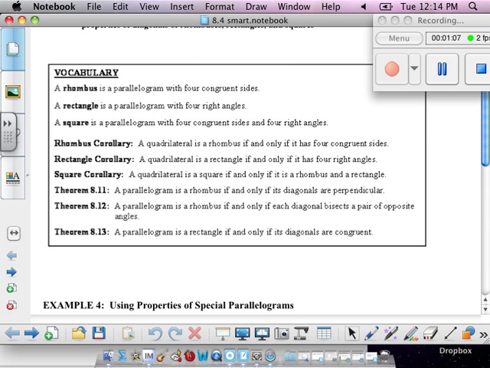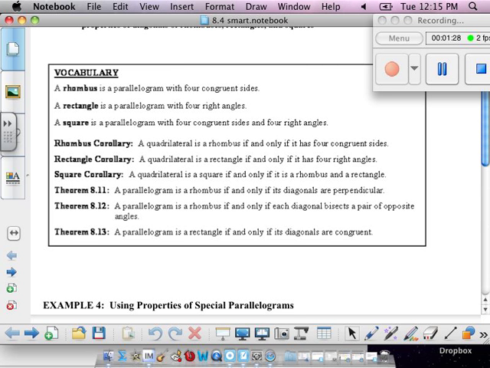Pay attention, please. A parallelogram is a rhombus if and only if its diagonals are perpendicular. So that's the new one. The diagonals of a rhombus must be perpendicular, must meet at 90-degree angles. Theorem 8.12: a parallelogram is a rhombus if and only if each diagonal bisects the opposite side.